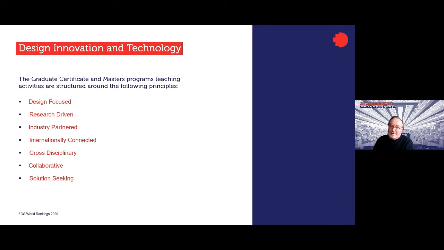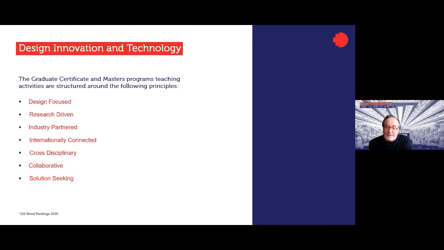So what is design innovation technology and how do we teach it? In the Graduate Certificate and the Master's program, the activities are structured around the following principles. Number one, we're design focused. So both courses will teach you design thinking and introduce you into ways of being solution seeking and looking for innovative and individual ways of approaching design.